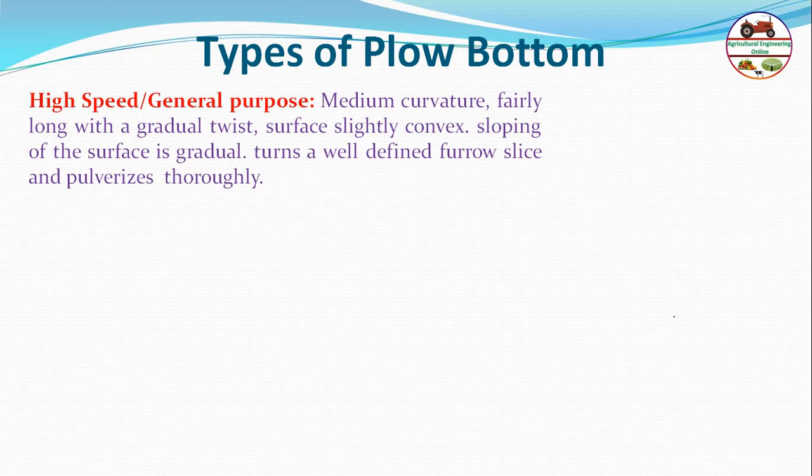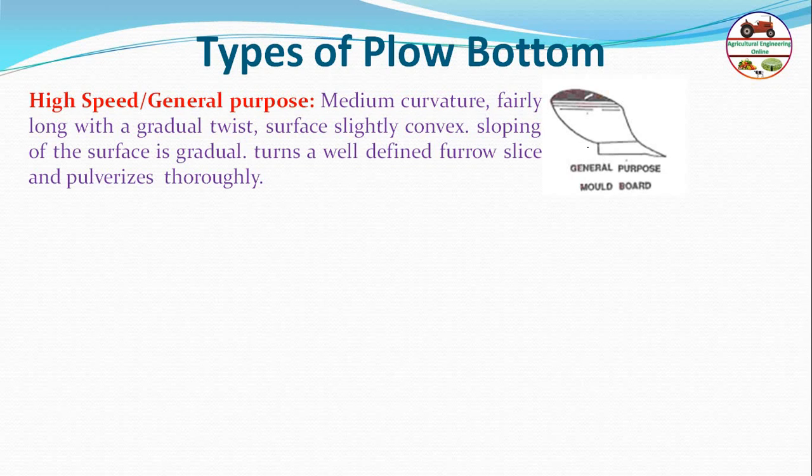Basically the plough bottoms are classified depending on the requirement or use, on the curvature of the moldboard, the length of the landside, the width, or the type of shares. The first one is the high speed or general purpose plough bottom, which has medium curvature. Basically it can be used for any type of ploughing. It is fairly long with a gradual twist, so the twist or curvature is less, medium curvature you can say.